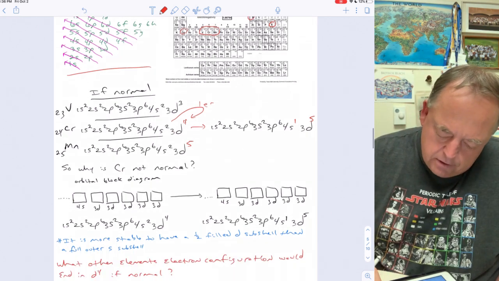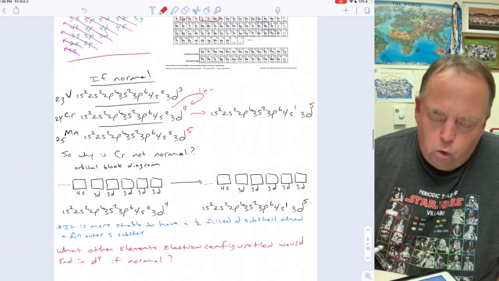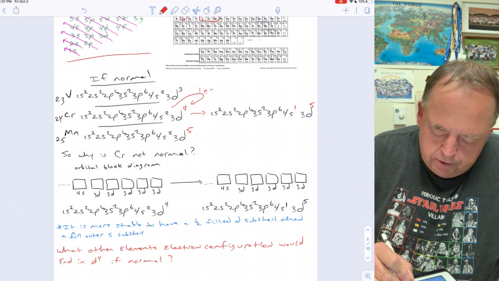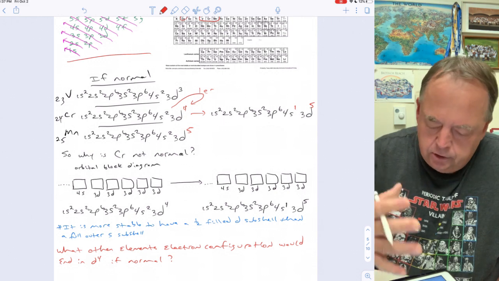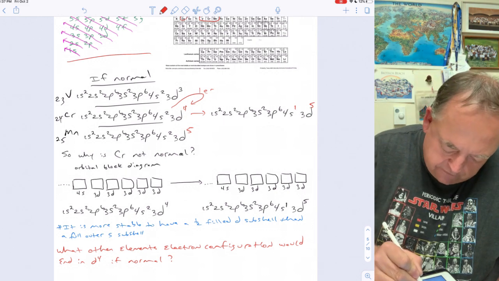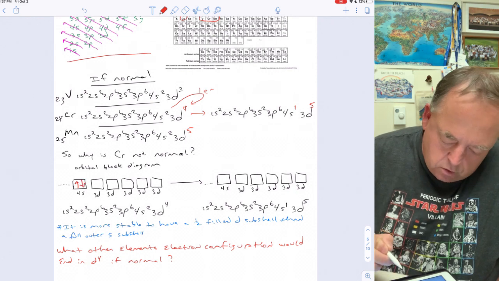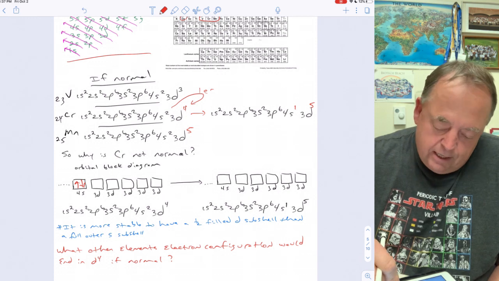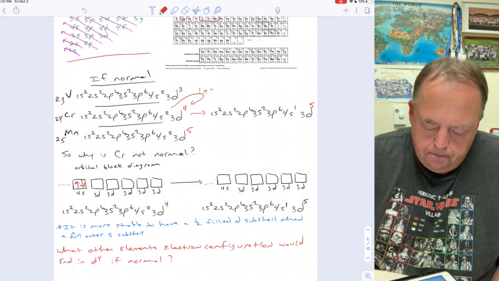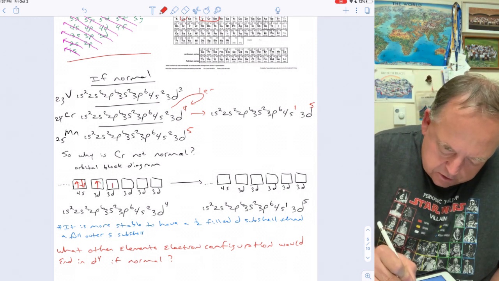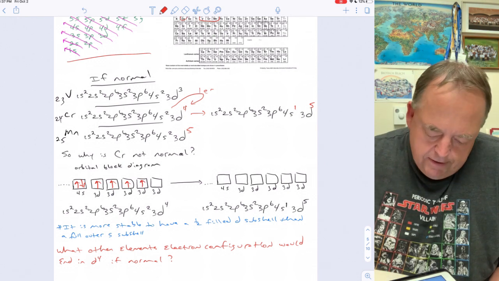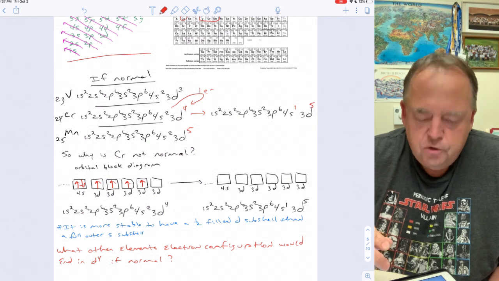So why does this happen? If we drew this in an orbital block diagram instead, I'm going to ignore the 1s2, 2s2, 2p6, 3s2, 3p6, because nothing's happening to those. I'm just going to look at the 4s2, so opposite spin, right? And so 3d electrons, how would you fill them in? Well, you would fill them in like this, right? You don't pair electrons until you have to because of Hund's rule. So each of those would have 1 electron in them.